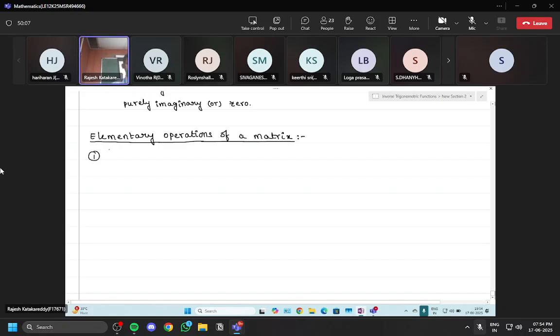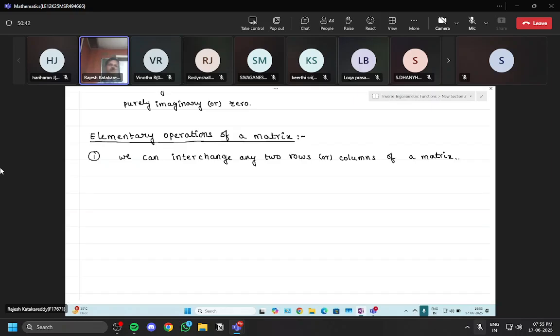listen carefully. We can interchange any two rows or columns of a matrix. Let us understand, every time we won't write out interchanging rows and columns. There is a method, so we represent that.